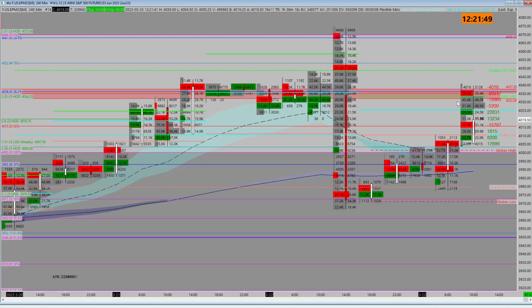Take a look at my trades. I took 4 trades, I'm pretty sure, today. 2 winners, 2 losers. One, two, three, four. Yeah, 4 trades, 2 winners, 2 losers. Green on the day, right?